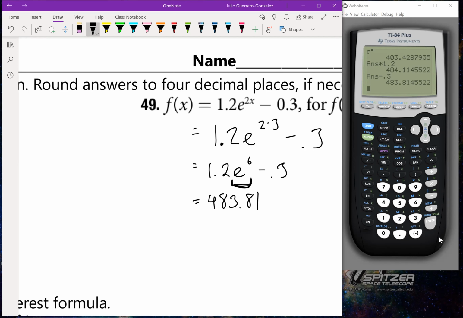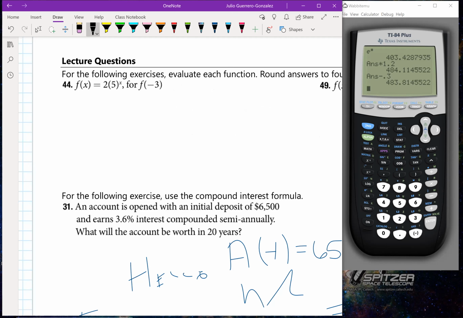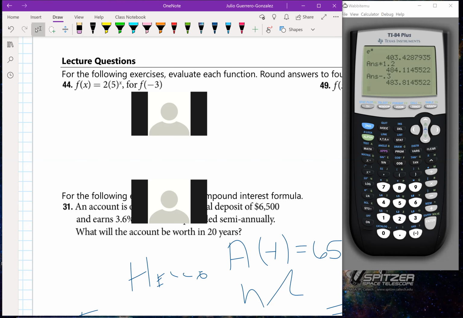Now for 44, did you get 2 over 125? I also got it in decimal form, and I believe it was 0.016. 2 over 125 is correct. Yeah, these aren't too bad. I think we should be okay with these. Yeah, that's why I wanted 4.1 to be the best thing for us to start working this out. Does that make sense? Yeah.